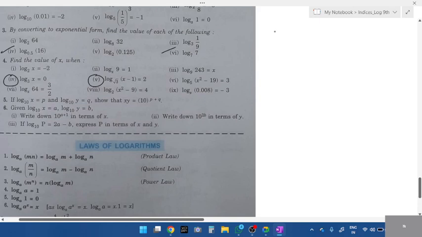Third main, sixth one. Log 7 is equals to x. How do you convert into BPV? B to the power P is V. 7 to the power x is equals to what? 7. Base is same, right? What is the power? If base is same, it gets cancelled. x is equals to... All of you check your answers. Is it correct?